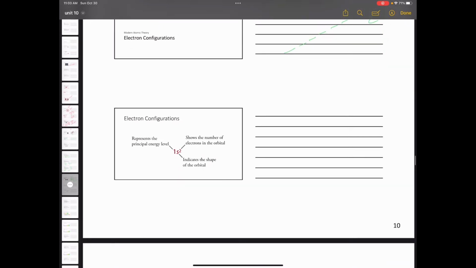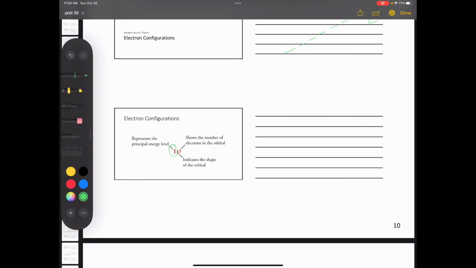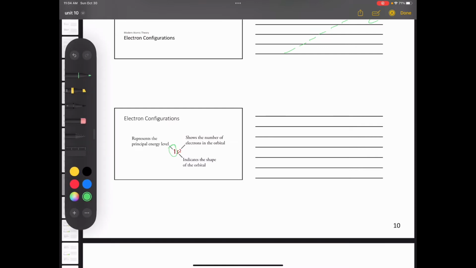So that will take us into the electron configuration. The numbers, when we write the sublevels in the electron configuration, every single number represents something. For example, the number that precedes the sublevel symbol, either S, P, D, or F, represents the principal energy level.